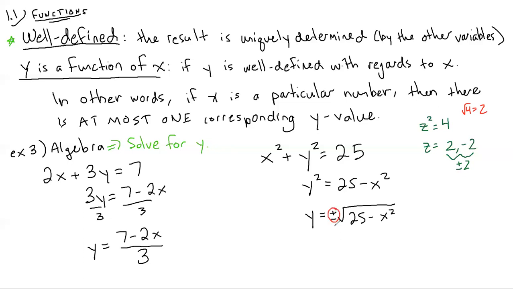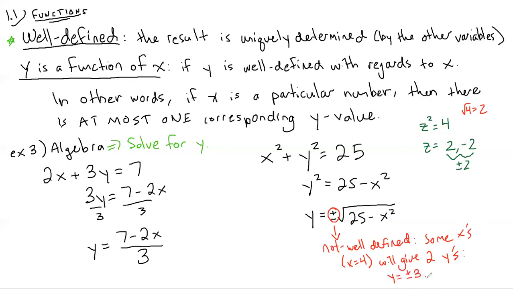Now what that plus minus does is it tells you it's not well defined. So some x's, for example, let's say x equals 4, will actually give 2 different y's. If we plug that in, we'd get 25 minus 16 is 9. The root of 9 is 3, so we'd actually get y equals plus or minus 3. That's bad in the language of functions. So that is not a function.